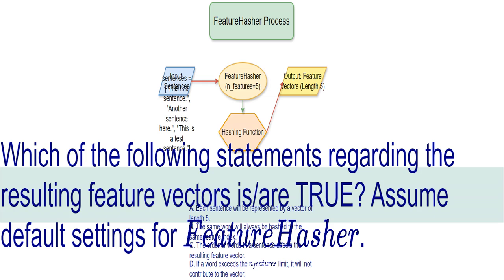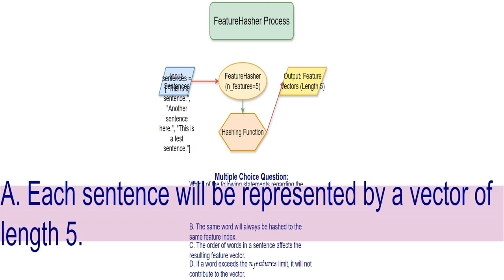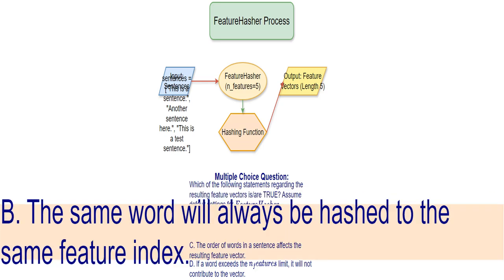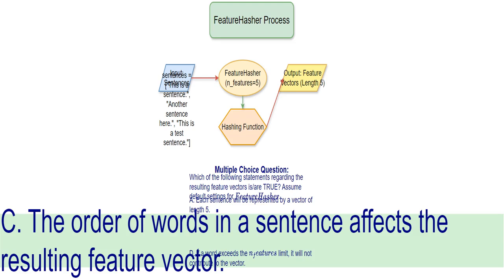Is this correct? This statement tests whether you grasp the idea of a consistent hash function. Ideally, the same word should always map to the same index. But is this always true in practice? This explores whether word order influences the final numerical representation. Does changing the word order change the vector? This is to test the edge case scenario. What happens if a word's numerical representation exceeds the limit set by _n_features?